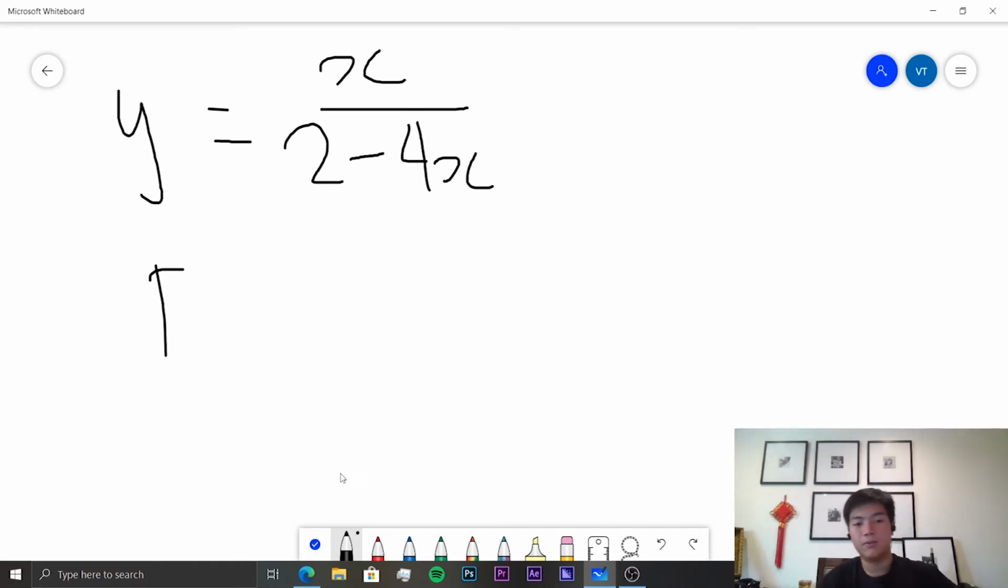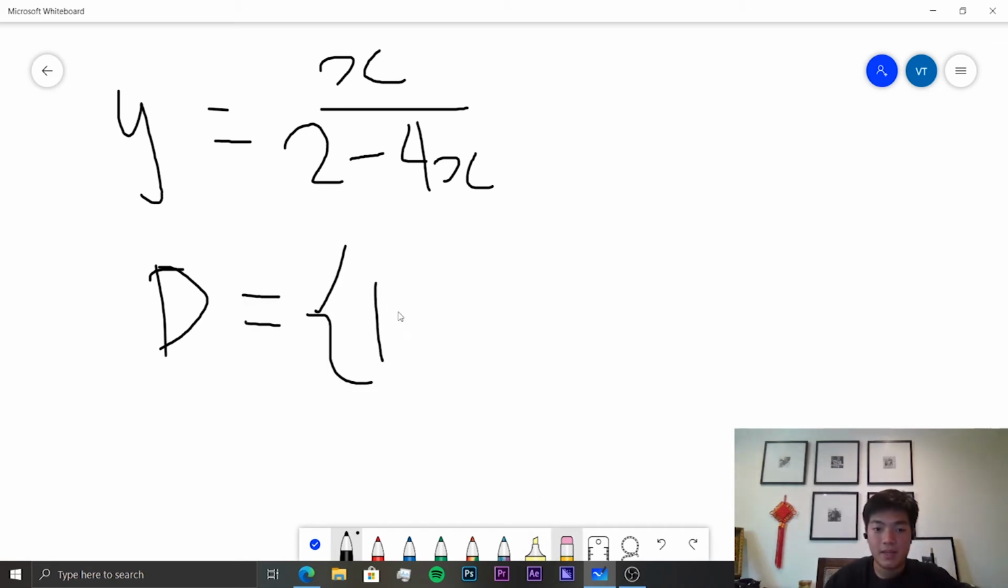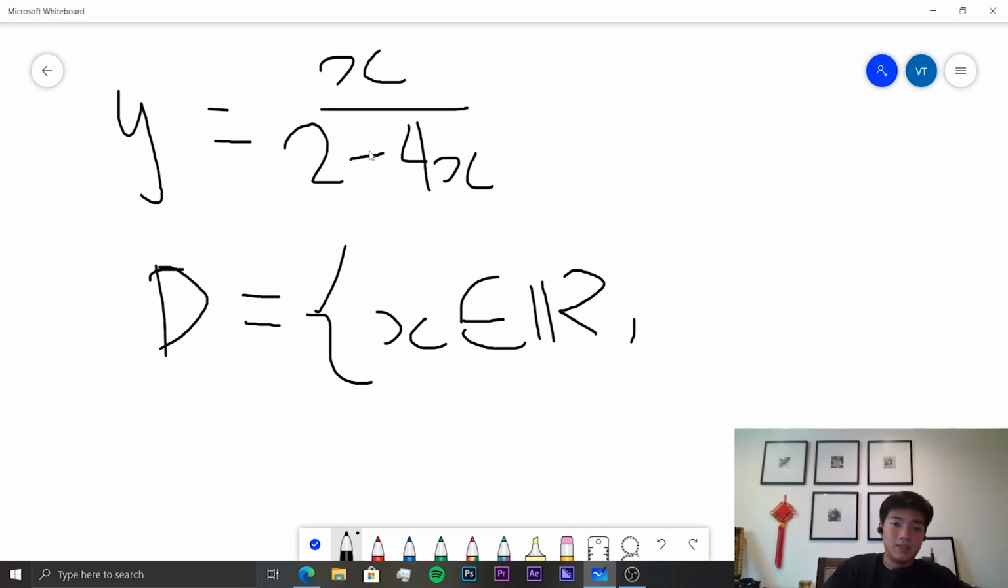Okay, for the next function, we have y is equal to x over 2 minus 4x. So, the domain, we forgot to find the asymptotes for the previous one, but we'll just find them for this one. This also looks like an infinite function, so it will be when x is equal to any real number, except for whenever this denominator is 0, and this denominator is 0 when x is equal to 1/2. So x just simply cannot be equal to 1/2. Are there any other cases? No, I don't think so.